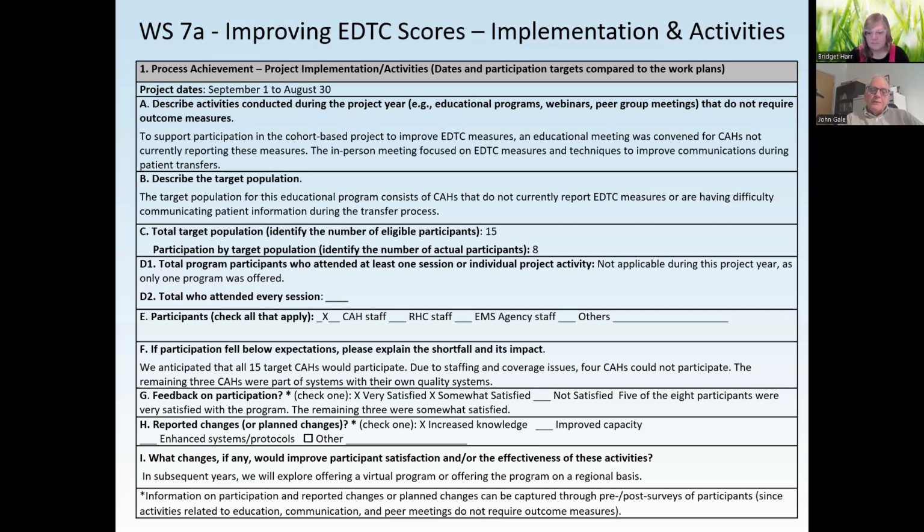If participation fell below expectations, please look at why. This may be good reasons and maybe things you can moderate, maybe not, but you need to know. Get feedback from participants, report any changes as a result of the work during that project year, and what, if any, changes would be necessary to improve satisfaction or the effectiveness of the activities. So this really takes a little bit of time to work through and takes some thinking, but it really helps you to develop a much more effective evaluation statement of how successful your activities have been.